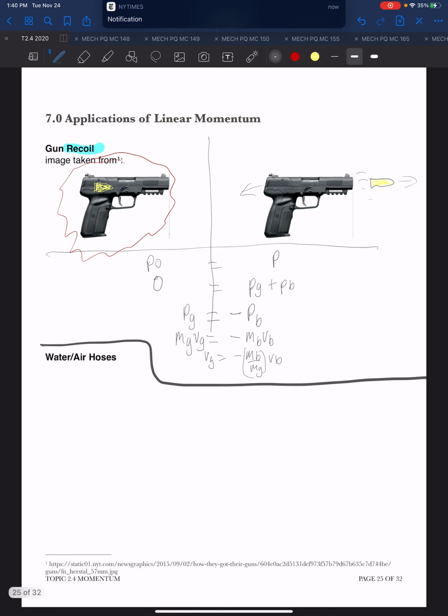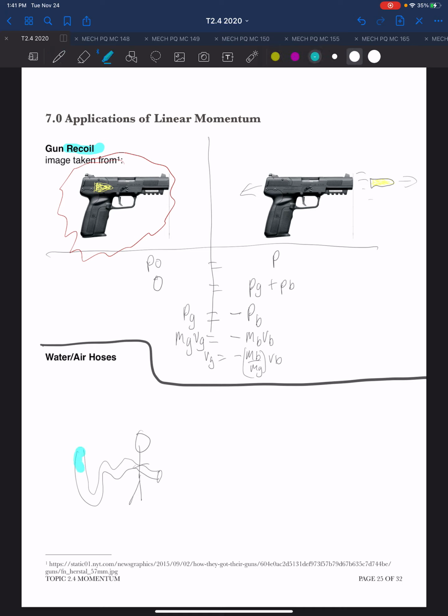Now we can look at water hoses. So we could have a fire person like so, and they are holding a fire hose like so. And what they have inside that hose is water. So the system in this case is the hose and water and the person. So when they take the hose and open it up, the water now starts to come out.